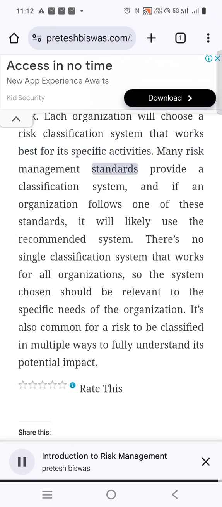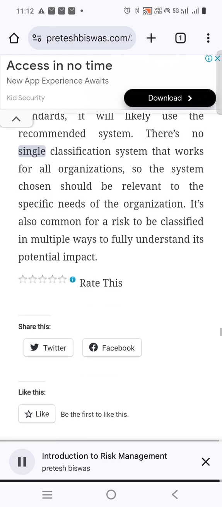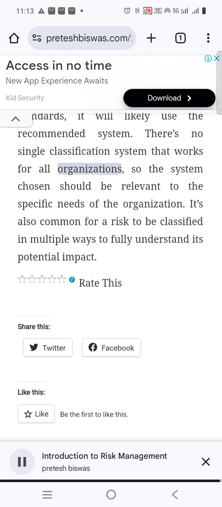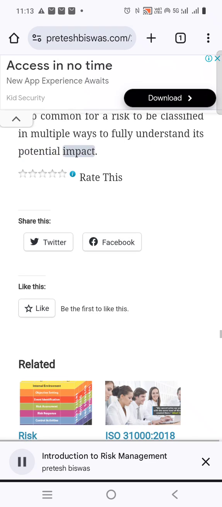Many risk management standards provide a classification system, and if an organization follows one of these standards, it will likely use the recommended system. There's no single classification system that works for all organizations, so the system chosen should be relevant to the specific needs of the organization. It's also common for a risk to be classified in multiple ways to fully understand its potential impact.